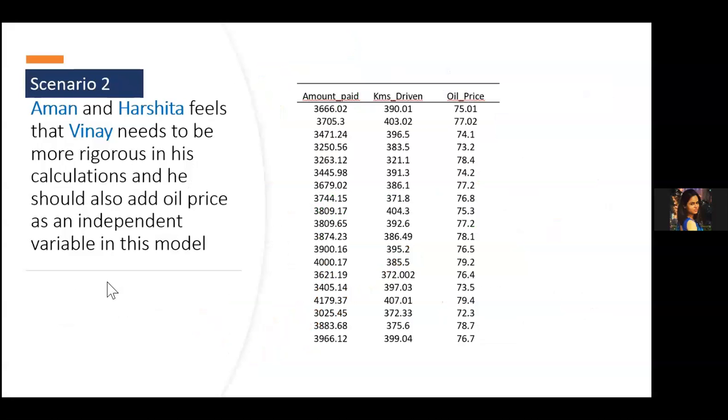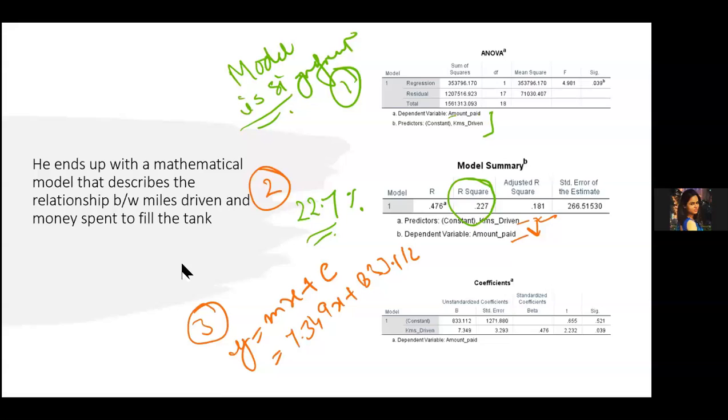Now there's the second scenario where Aman and Harshita feel that Vinay is doing something wrong. He needs to be more rigorous in his calculation, and he should also add oil price as an independent variable in this model. Calculating the amount paid only from kilometers driven gives a regression output that is not that good. We have already seen this.